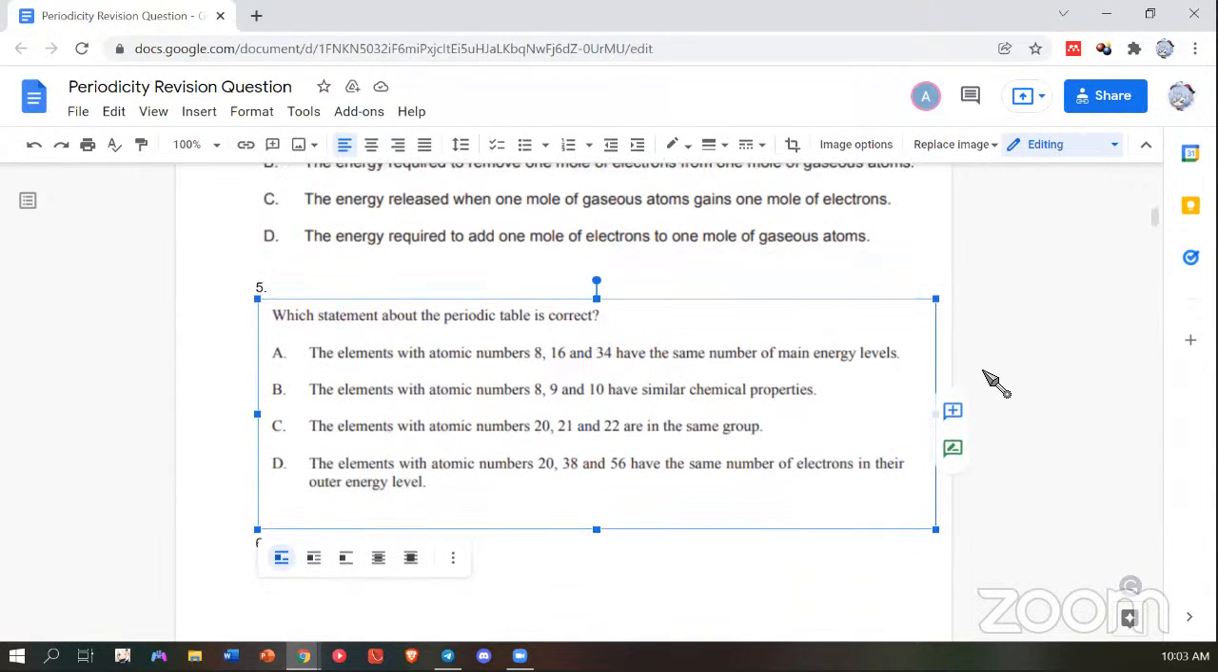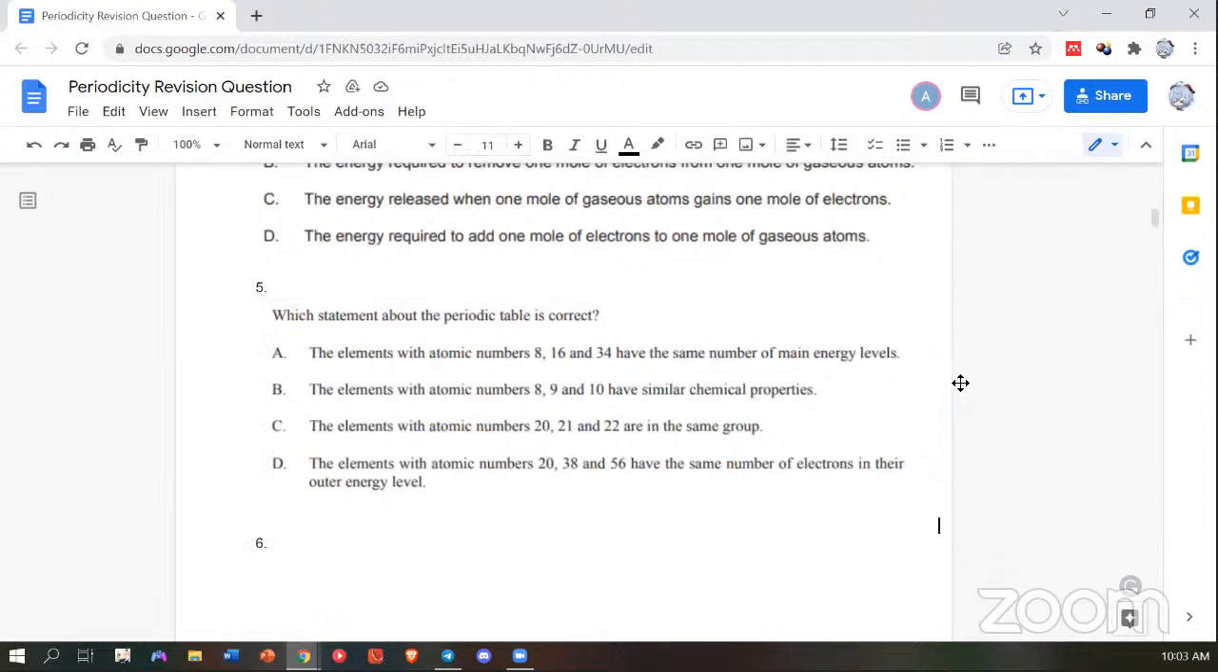So 5, which statement about the periodic table is correct? Okay, ni kalau kita tengok dekat dalam our periodic table, our data booklet, the elements with atomic number of 8, 16, 34 have the same number of main energy levels. So main energy levels ni period dia lah. So kalau kita tengok 8 ada 2 period, 16 ada 3 period, 34 ada 4 period. Dah salah dah. Dah lain-lain period pula. So different main energy levels.